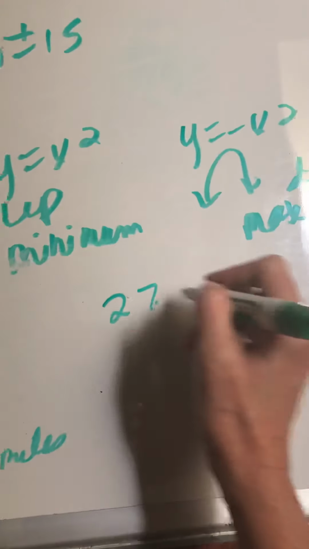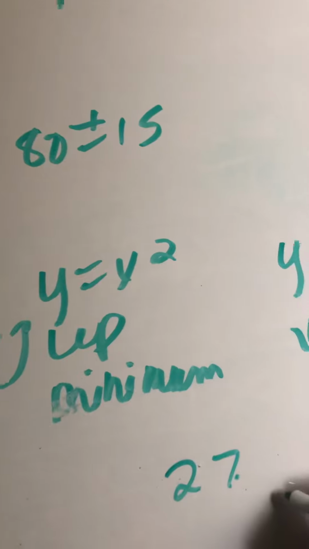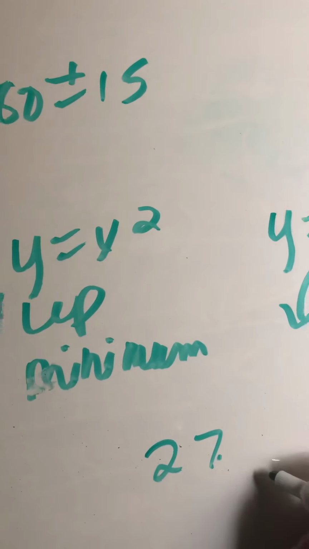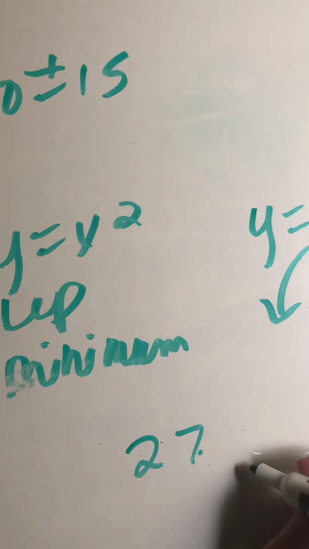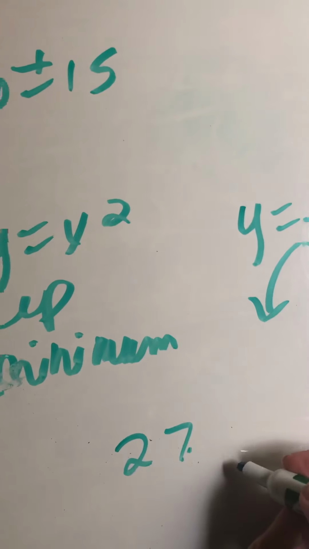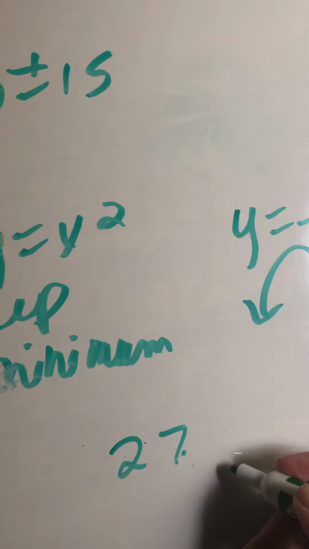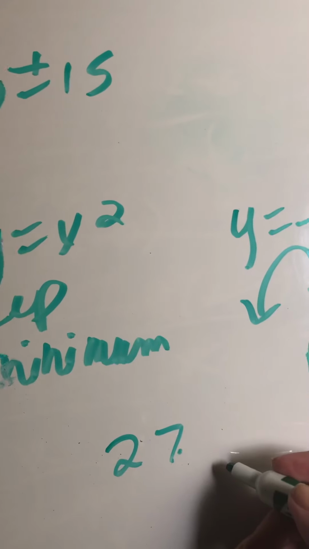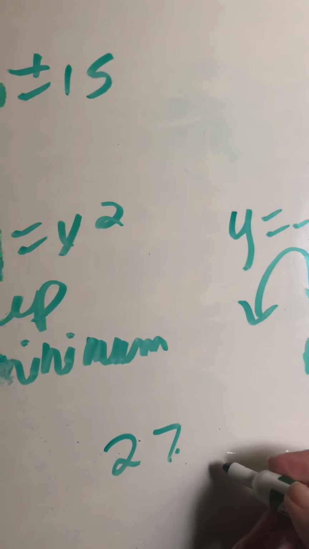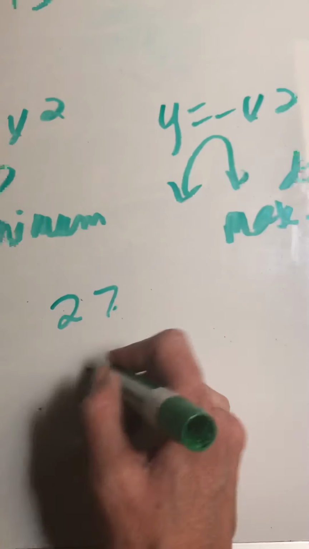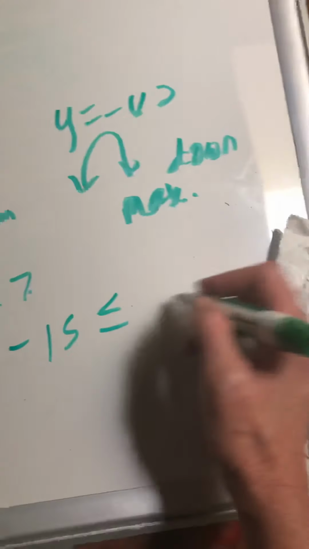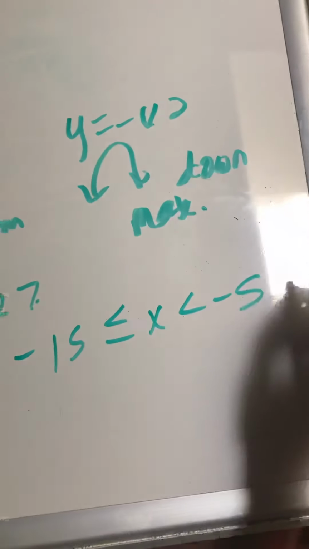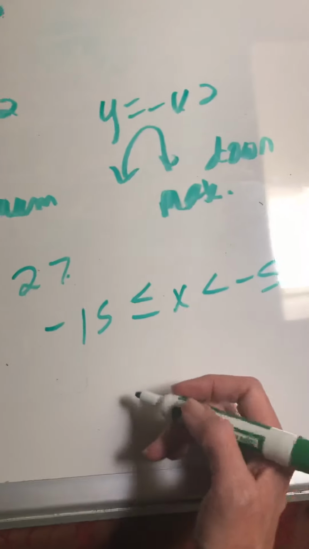Then on 27, the USDA hardiness zones 5B and 6A. This means that plants in these zones must be able to tolerate an average minimum temperature range greater than or equal to negative 15 and less than negative 5. So greater than or equal to negative 15 and less than negative 5. So that's what 27 looks like.